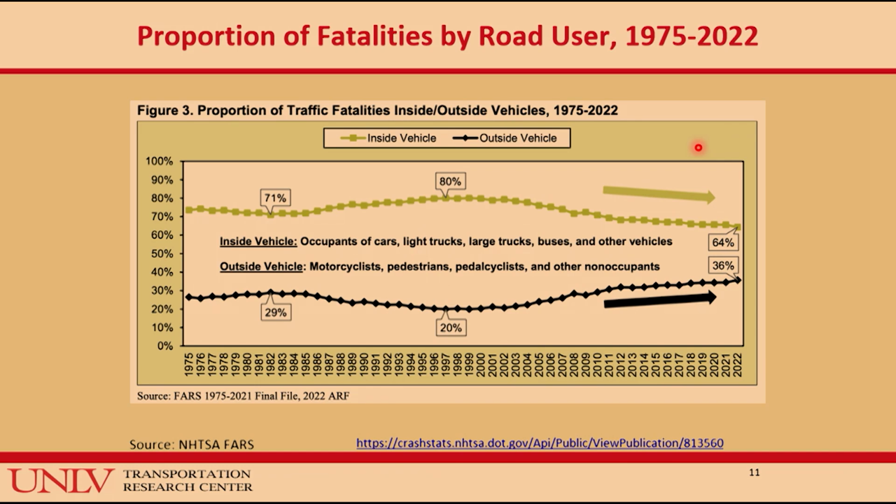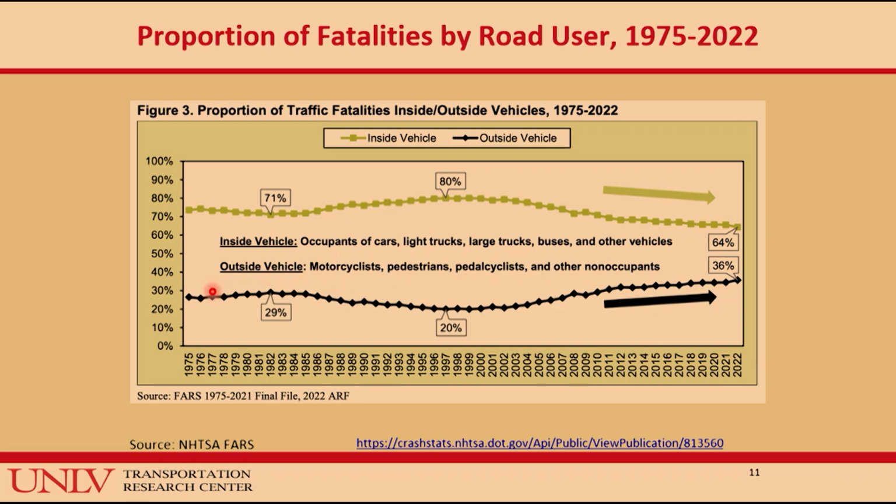Now the next several slides are just data from the United States. These are not number of fatalities. Remember yesterday towards the end I said we need to look at proportions. So what we have here are on the x axis dates going back to 1975 through 2022, and on the y axis is percentage. The black line is the percent of people outside a vehicle who were killed. The green line is people inside a vehicle. So the outside vehicle are motorists, bicyclists, pedestrians, and not occupants of vehicles.